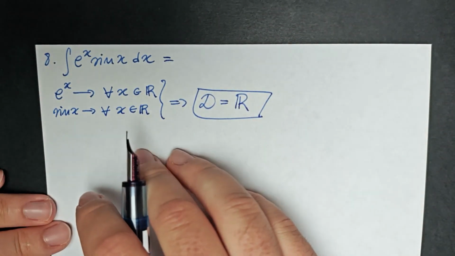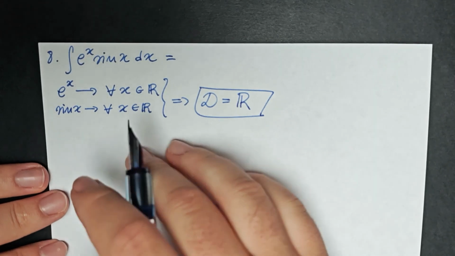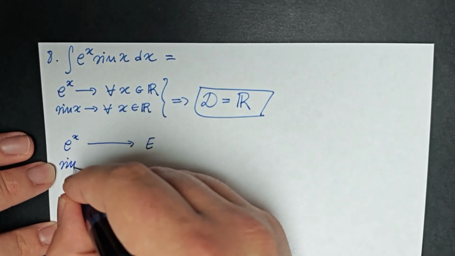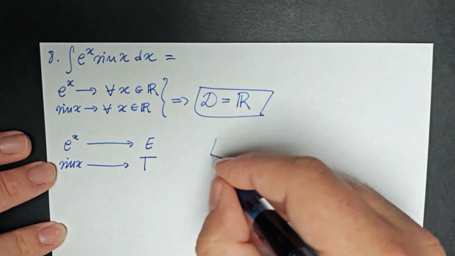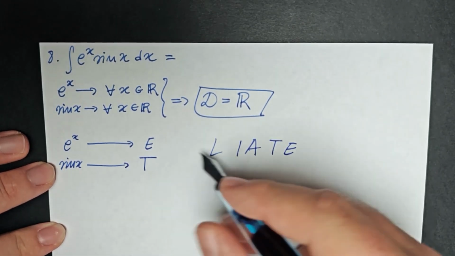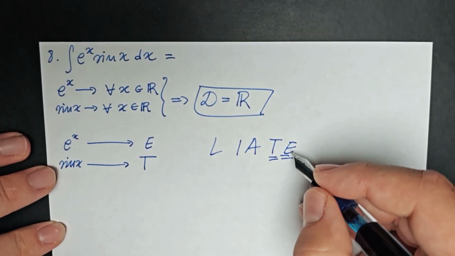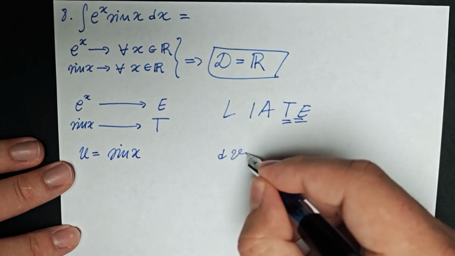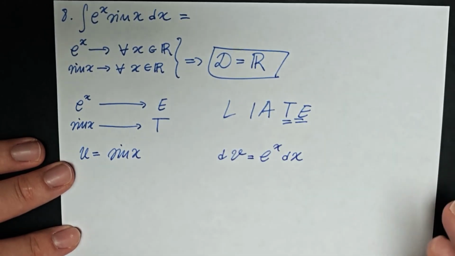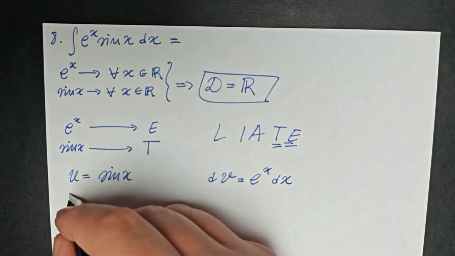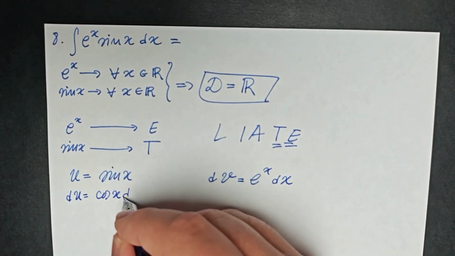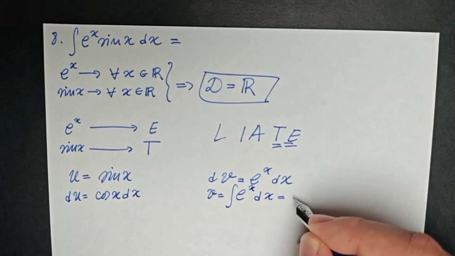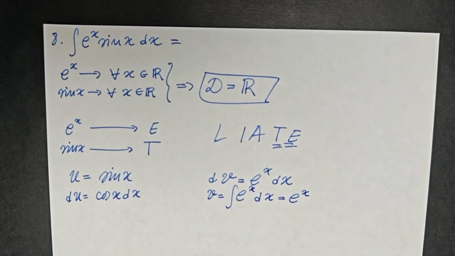We are going to use integration by parts again, and we have e to the power x, that is exponential, and we have sine of x, and that is trigonometrical. By the LIATE trick, e is last, and t is before e, so we are going to take that u is equal to sine of x, and dv is everything else that remains under the sign of an integral. The differential of u is then cosine x dx, and v is the integral of dv, which is e to the power x dx, and that is just e to the power x.